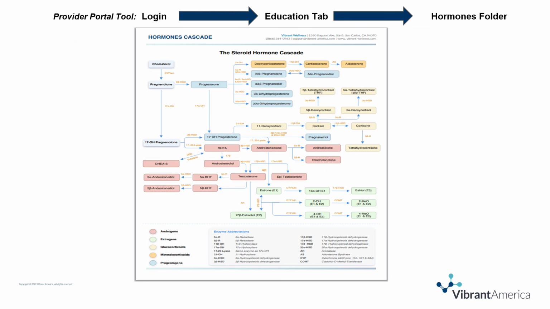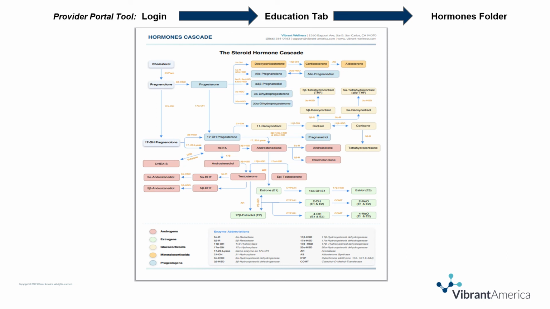We have some tools that will assist you in the interpretation of your urinary hormones report in your provider portal. This is the steroid hormone cascade. You can see that each of the categories of steroid hormone is shaded in a unique color. The progesterone metabolites are in blue, the androgens in red, the glucocorticoids in beige, the estrogens in green, and the mineralocorticoids in orange.